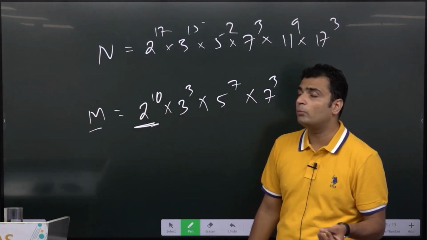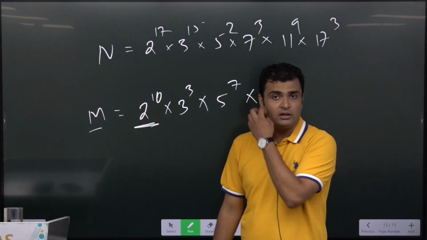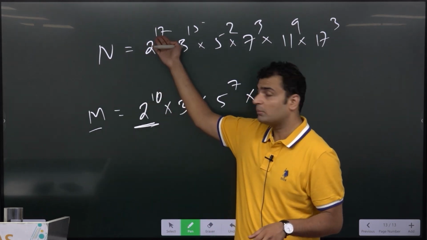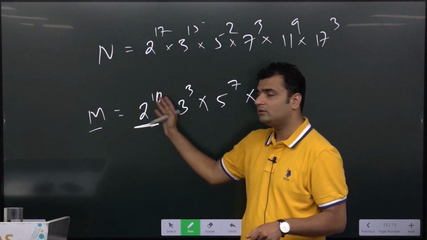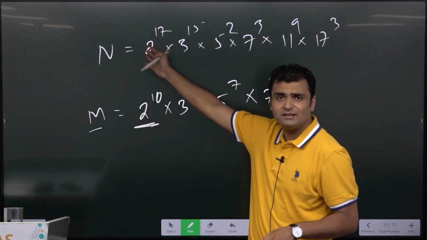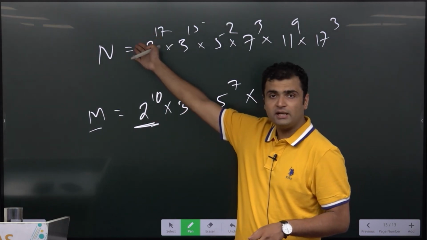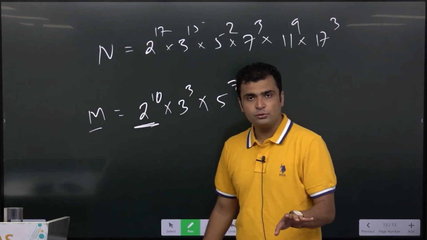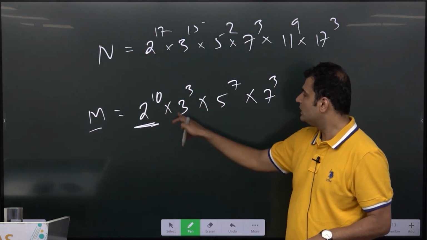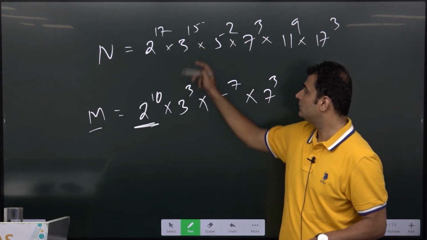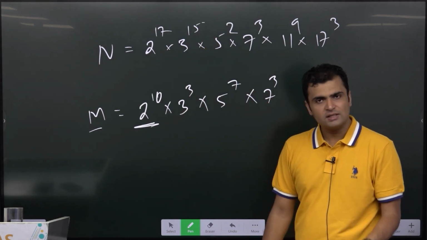If we see how many twos appear in multiplication form in this number, here 2 appears 17 times, and here it appears only 10 times, so here it is more. So 2^10 is sitting inside that. So 2 is not an issue. 3: here it is 15, here it is 3. So yes, that is also not an issue.